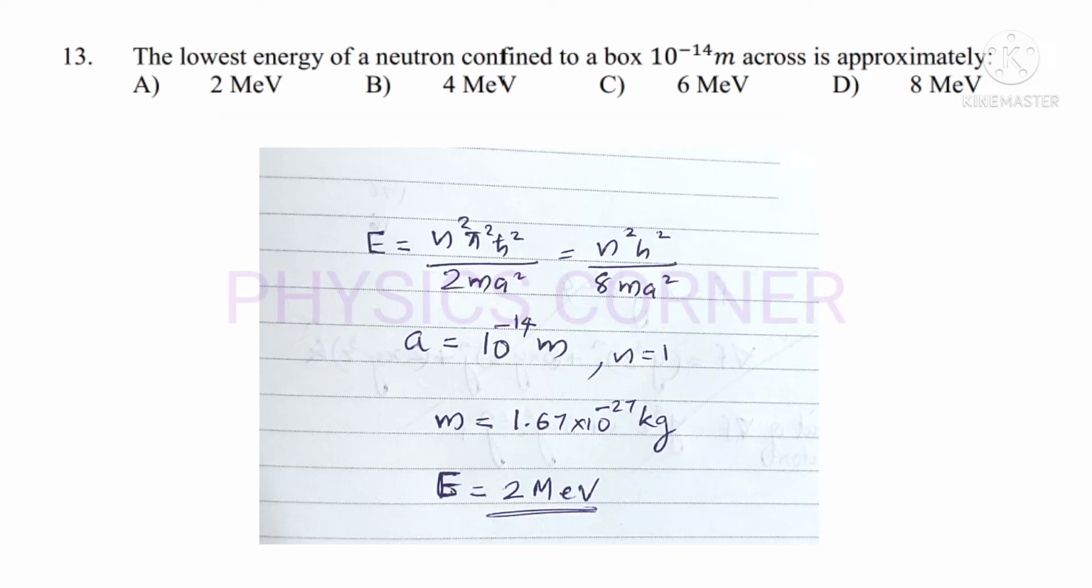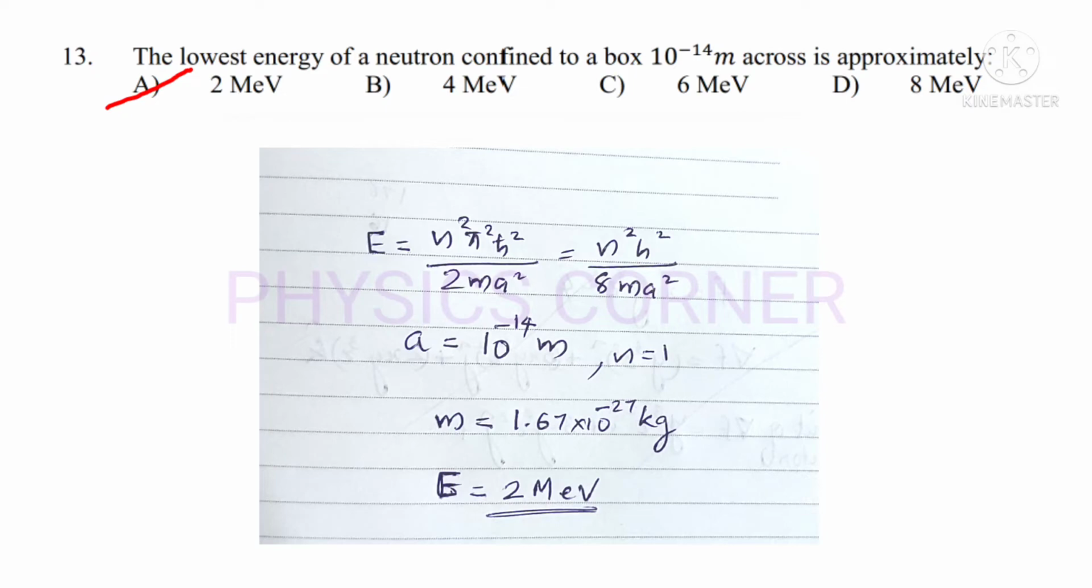Okay, here it's given that the dimension or the length of the box is a is equal to 10 raised to minus 14 meter, and for lowest energy n is equal to 1, we know that, and the mass of the neutron is 1.67 into 10 raised to minus 27 kilogram, and substituting all these values into this equation, we will get E is equal to 2 mega electron volt.